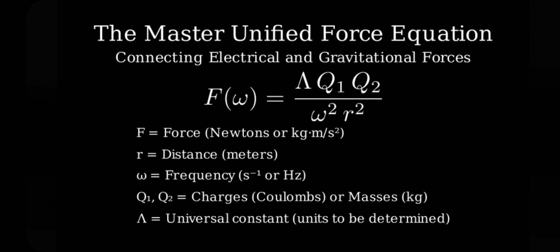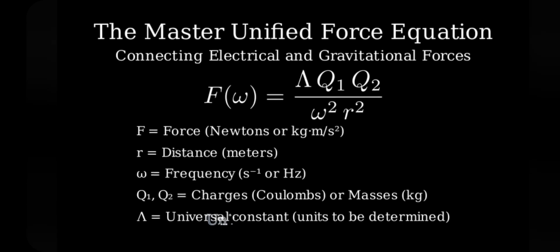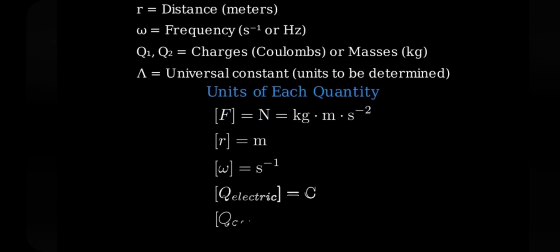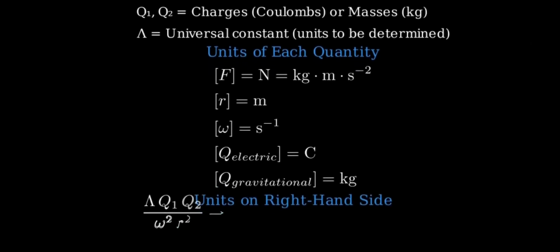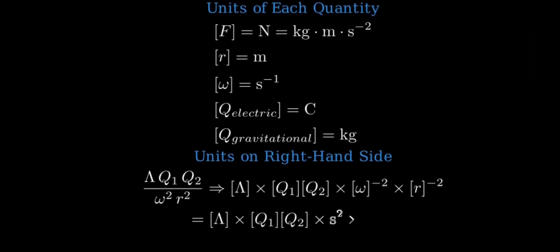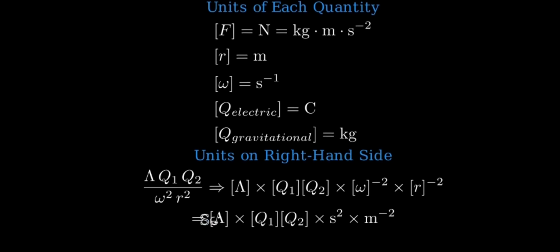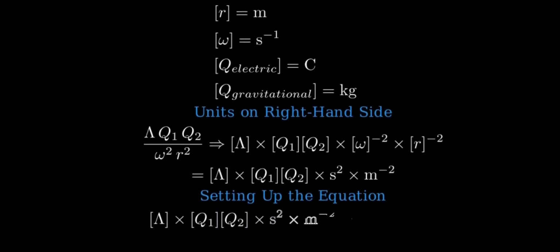through our dimensional analysis. Now, let's perform a dimensional analysis to ensure our equation is dimensionally consistent. We know that force is measured in newtons, which can be expressed as kilogram meter per second squared. Distance is in meters. Frequency is in per seconds. And the charges can be in coulombs for electrical force or kilograms for gravitational force. Let's analyze the units on the right-hand side. We have lambda times Q1 times Q2 divided by omega squared times r squared. Using the unit symbols, this gives us lambda times charge units squared multiplied by seconds squared divided by meters squared. We need this to equal the units of force, kilogram meter per second squared.